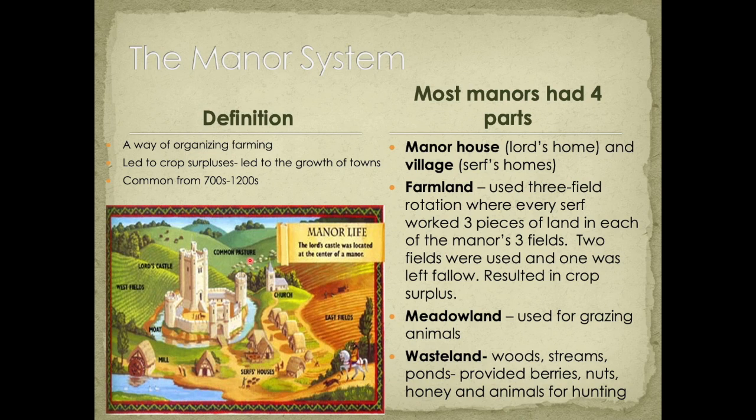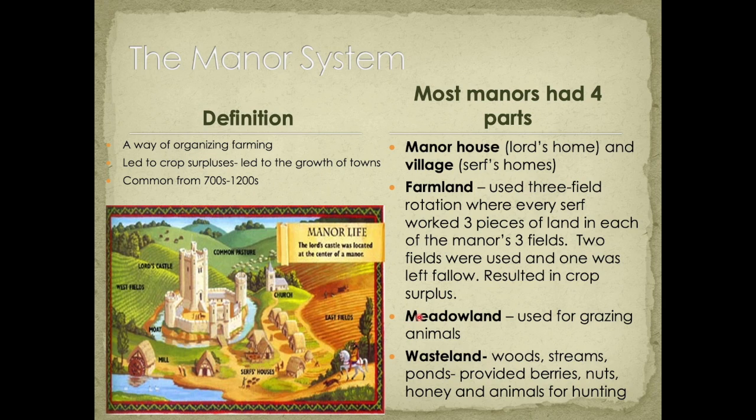If you want to break it up by the parts in the manor, it's broken up in your textbook. I think it's more than 4, so you can go check. You have the manor house, which is the lord's home, so you have the lord's castle here. You have the village, which is where the serfs live. I'm going to use serfs, not peasants. Just remember, we had plebeians in Rome, those are the peasants. We have serfs in the Middle Ages, those are the peasants.